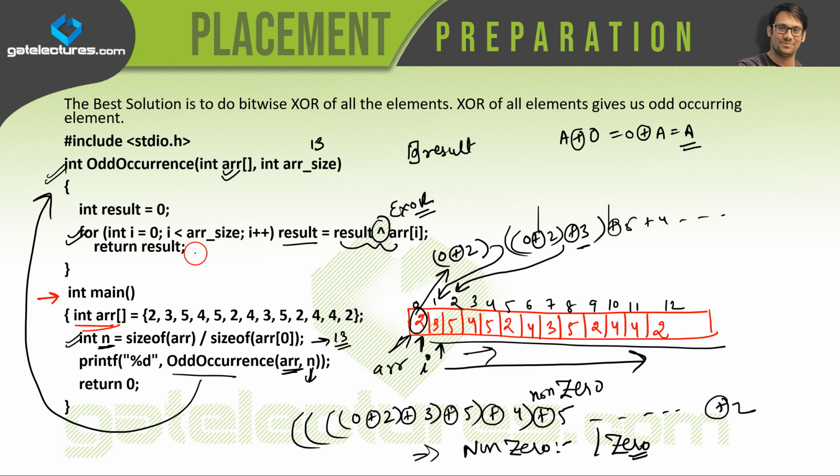And whatever the result will be, we are sending the result to print here. So this will print the number which is occurring odd number of times, otherwise it will print 0. So this is a very, very simple implementation for the solution of the above problem.